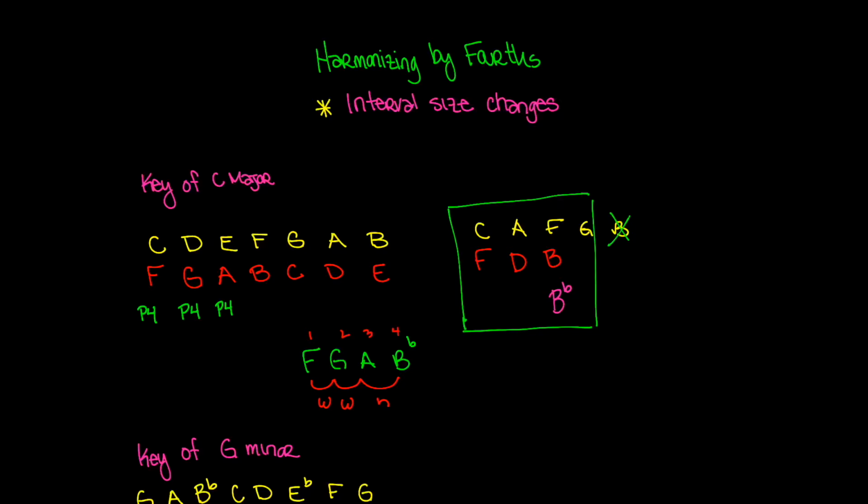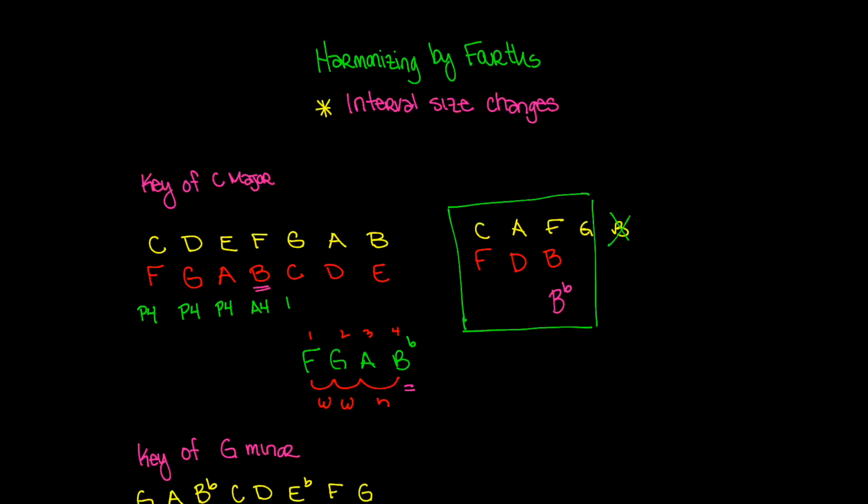So what can I notice? Well, this is a B right here, and this is a B flat. So what is that interval then? Well, it turns out F to B instead of B flat is going to be, hopefully you guessed it, an augmented fourth. So this is different. The interval size here is changing.